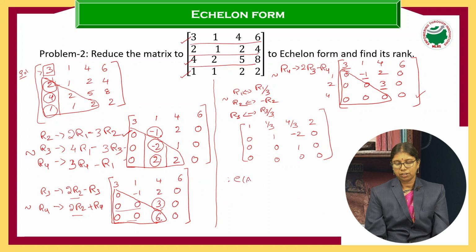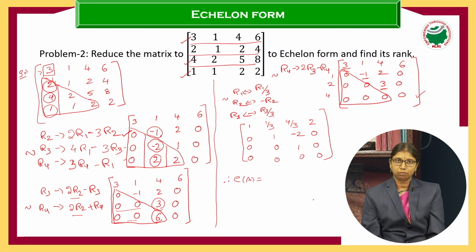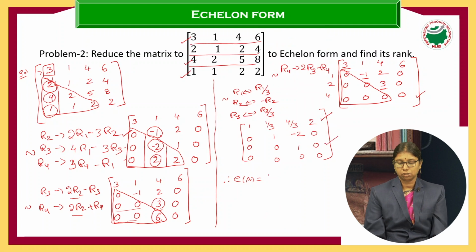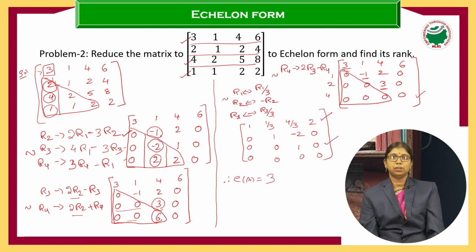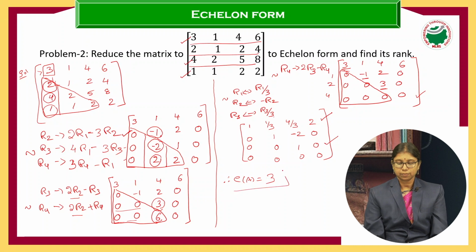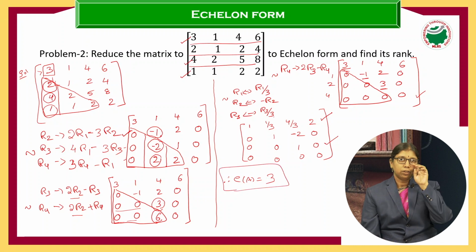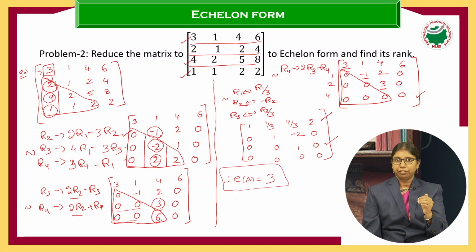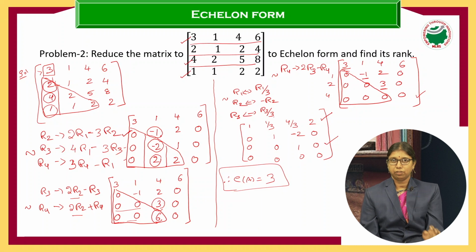Therefore the rank of A is equal to the number of non-zero rows in the echelon form. How many non-zero rows do I have here? First row is a non-zero row, second row is a non-zero row, and third row is also a non-zero row. So totally I have 3 non-zero rows. So rank of A is equal to 3. I hope it is clear for you how you have to convert the matrix to echelon form.